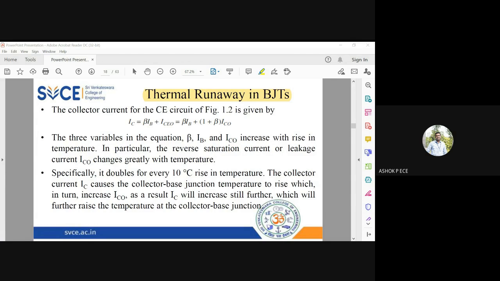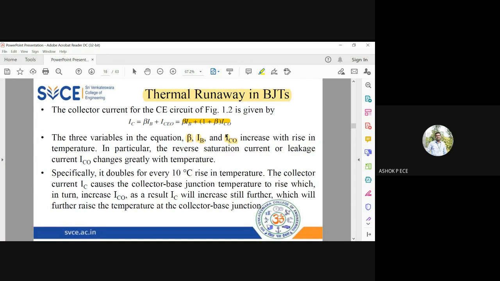So we have seen the expression for collector current. IC equal to beta into IB plus ICEO. I can write this ICEO in terms of saturation current as beta IB plus (1 plus beta) into ICO. So three parameters we told are affected by temperature in BJT. One is beta, the current amplification factor. Second one is VBE. Instead of VBE, we are including IB because VBE will constitute IB. And ICO, the reverse saturation current or the reverse leakage current.